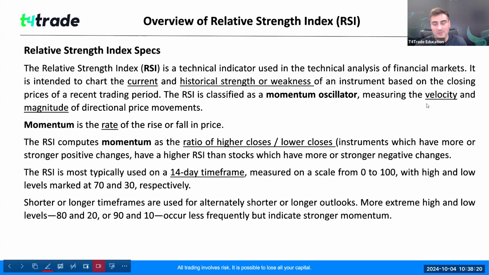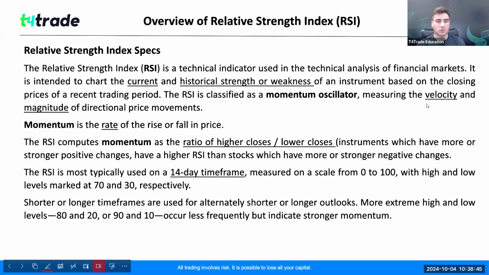The 30, obviously, is a sufficiently strong selling pressure kind of environment around that instrument. So we do look out for that. So readings below 30 are classified as that instrument having an oversold kind of condition.